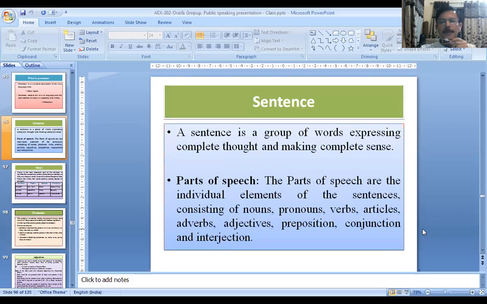So we start from the parts of speech, which is mainly the sentence. A sentence is a group of words expressing a complete thought and making complete sense. So it includes the parts of speech. The parts of speech are the individual elements of the sentences, consisting of noun, pronoun, verbs, articles, adverbs, adjectives, preposition, conjunction, and interjection. These all come under parts of speech.